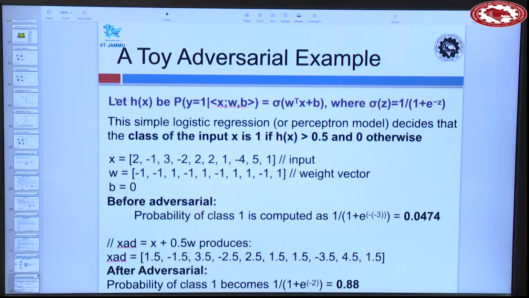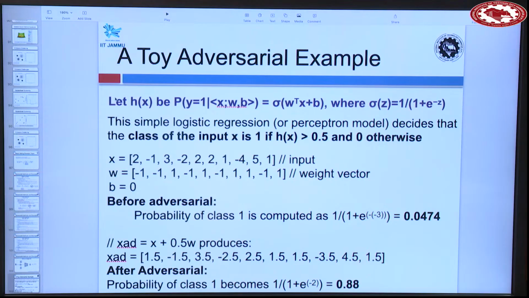The input is 2, -1, 3, -2. So, this is x, and w is the weight we have designed right now in order to demonstrate it, and bias b equal to 0. So, before the adversarial attack, you just compute this value w transpose x plus b. How will you compute? You just multiply the corresponding values.